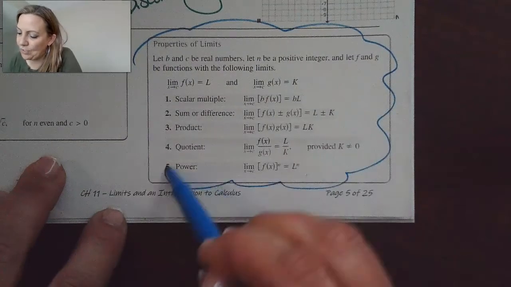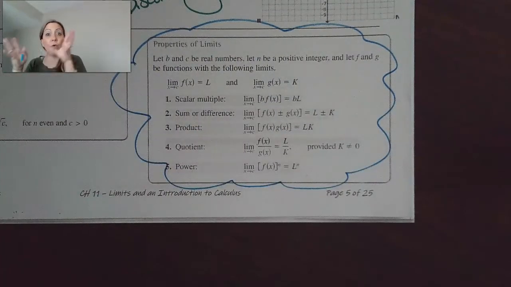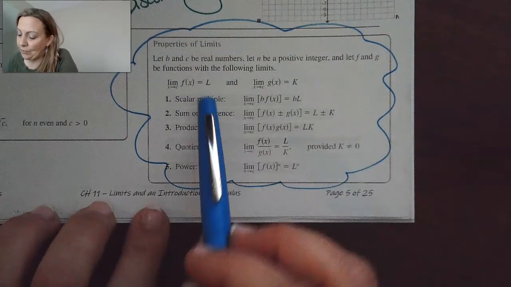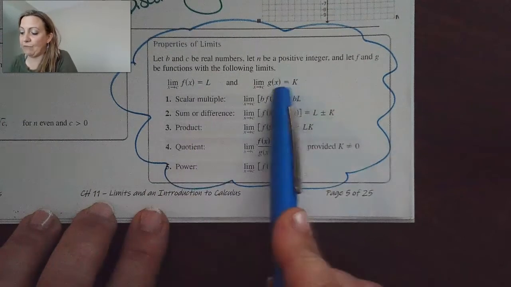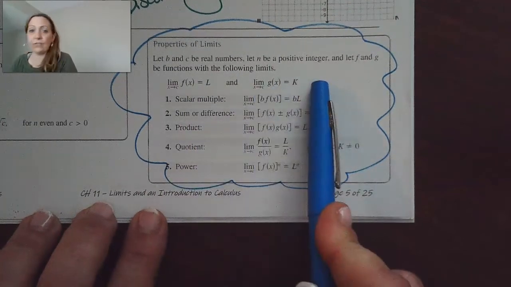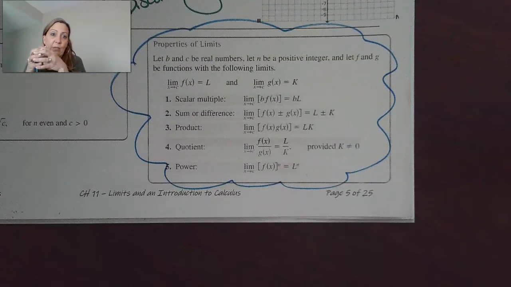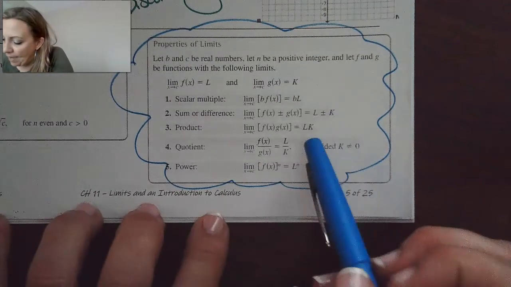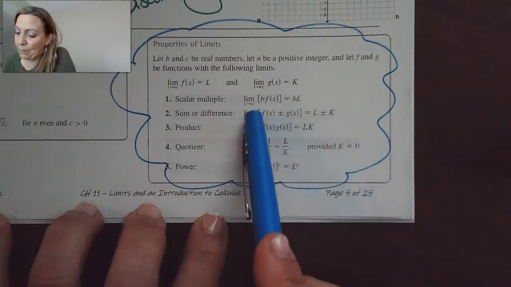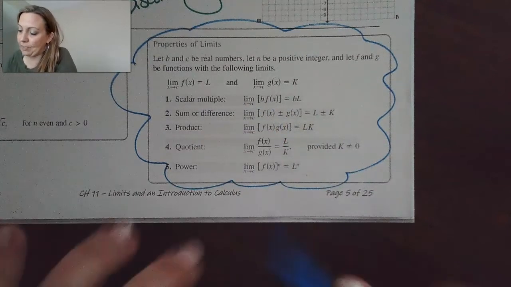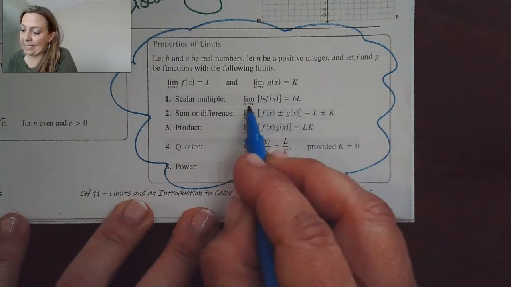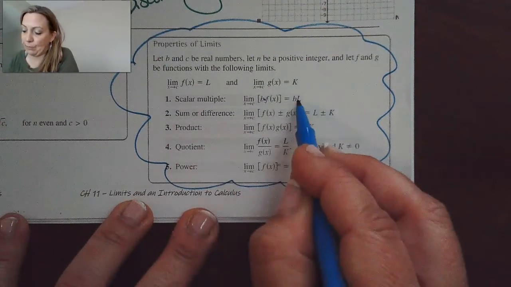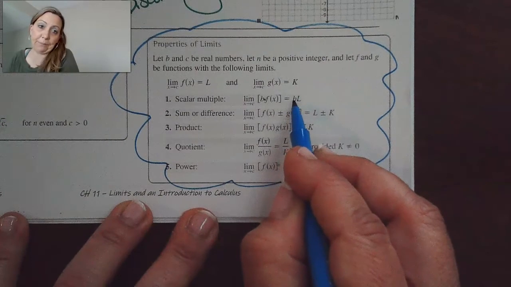We use the properties of limits if we know certain limits and we want to do some operations on them. So here we're saying that the limit of f of x as x goes to c is L, and the limit of g of x as x goes to c is k. So notice it's when we're approaching the same value. We have that same c value. So if we have a scalar multiple, so that means if we're multiplying the function by something in particular, if we take the limit as x goes to c of that scalar multiple, we can pull the scalar multiple out.